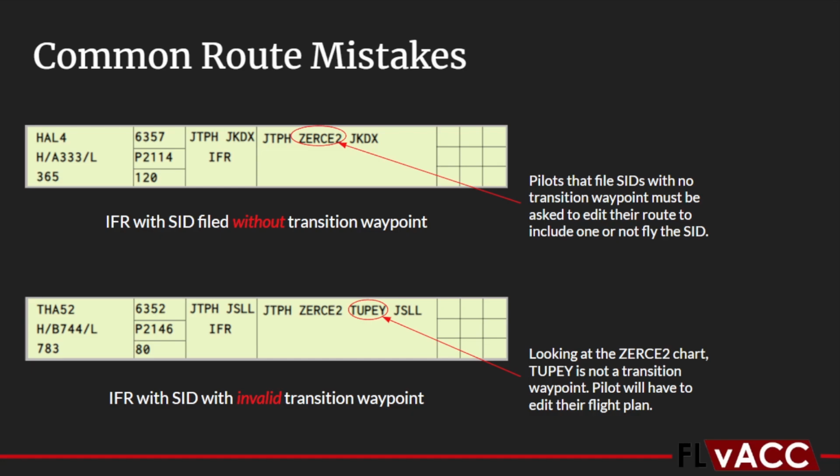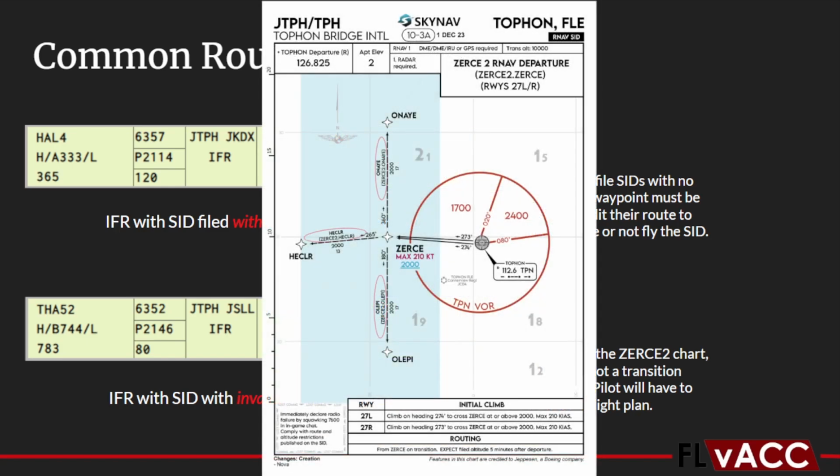In the second example, Thai 5-2 Heavy has also filed the Xerxes 2 departure, then the waypoint Tupe. If we look at the chart for the Xerxes 2 departure, however, Tupe is not one of the valid transition waypoints, and therefore this route is also invalid. It may take some time to look out for these mistakes at first, so don't be afraid to ask pilots to stand by. You'll get the hang of it over time.